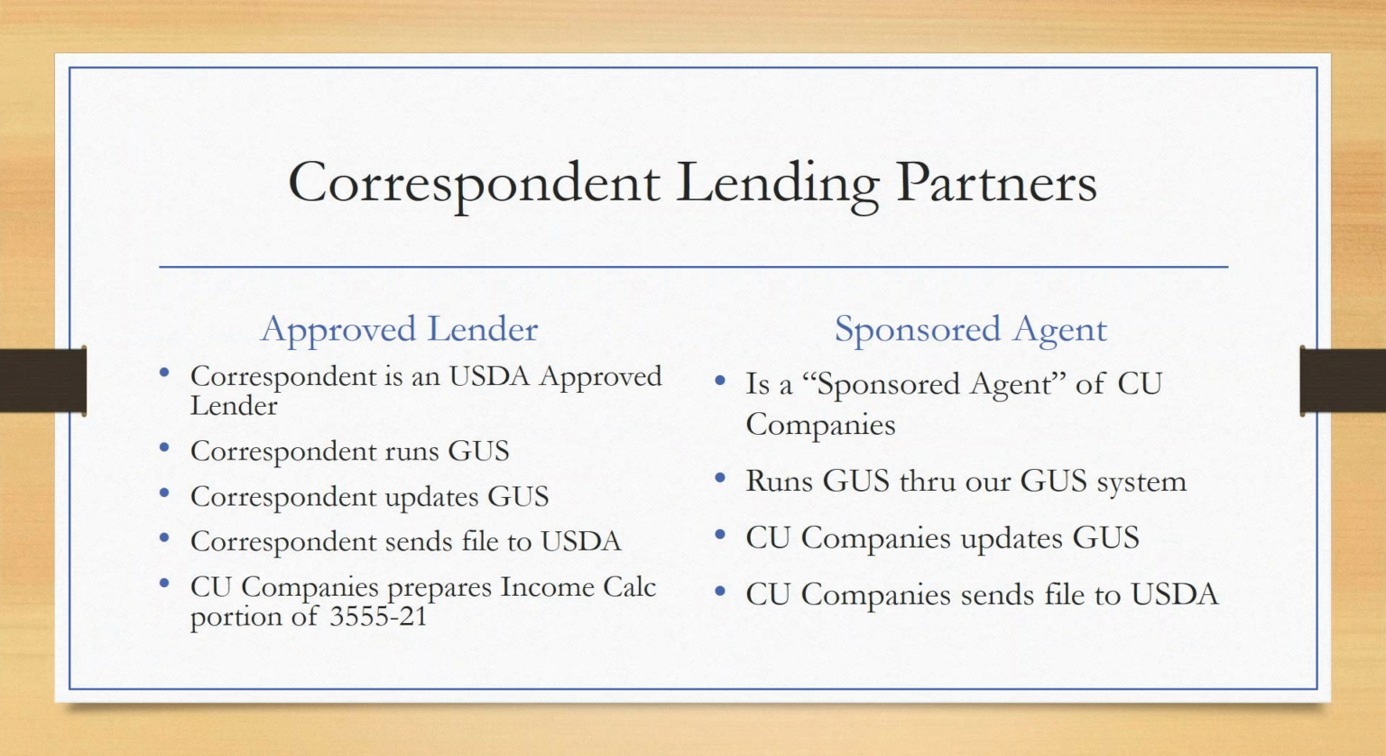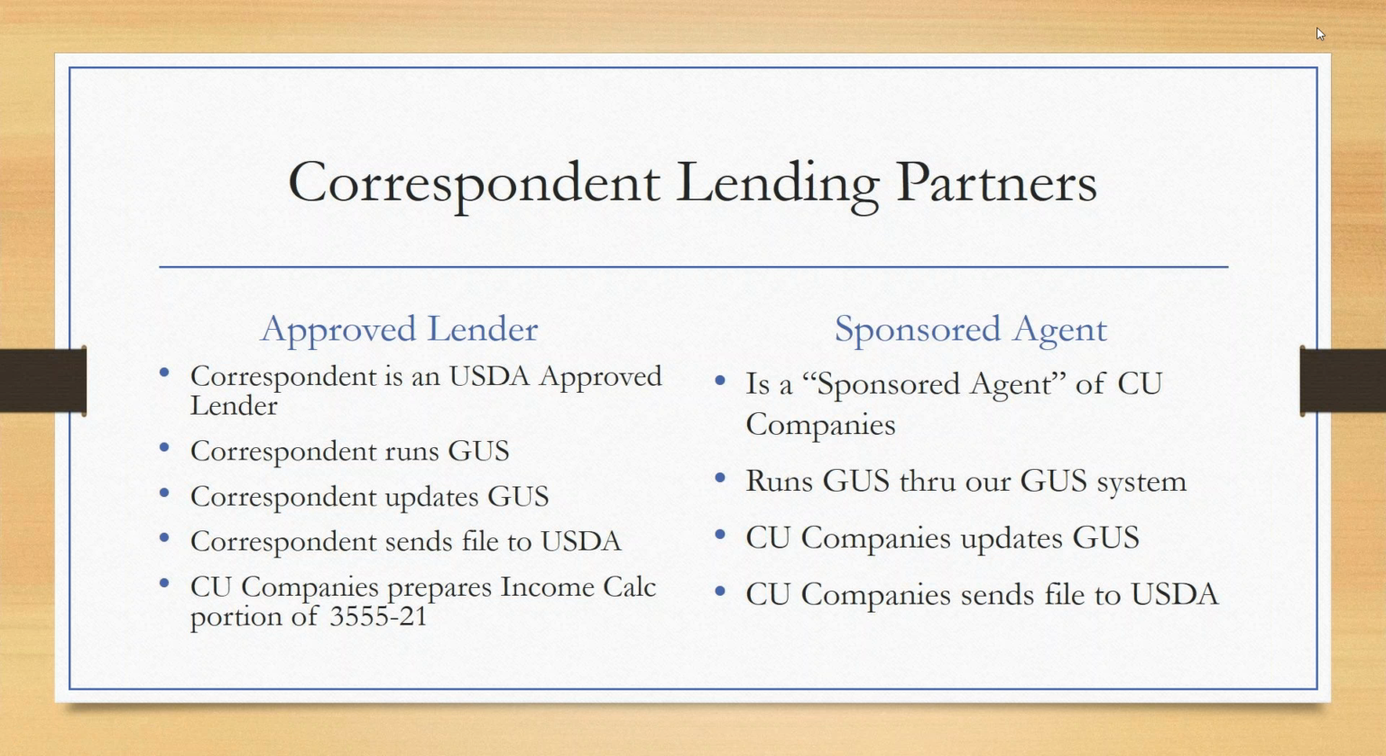Okay, so as a correspondent partner, you have 2 different ways that you can do these loans with us. One is you're already an approved lender with the USDA, so you already have your GUS access. You've probably been doing these loans with other investors, and you're familiar and know how to do them. So you'll run GUS, you're going to update GUS, you have the communication with the USDA to obtain the conditional commitment. We will assist you with the income calc for the 355521. We'll just do those couple of income pieces and upload them to the file for you.